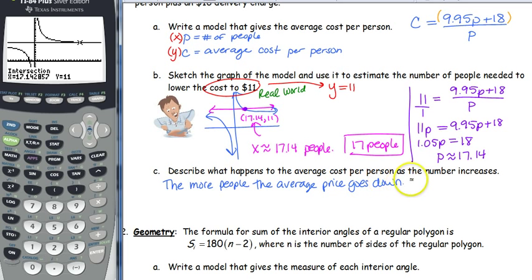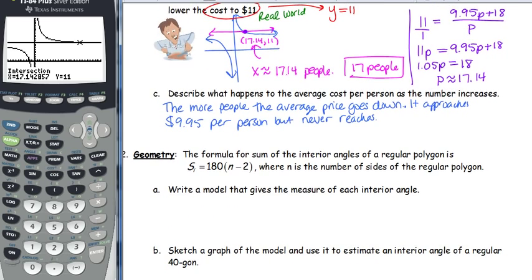But the most important part is noticing that it approaches $9.95 per person, but never reaches. That's that asymptote. Alright, so there's our first problem. We've got one more left and we're done.